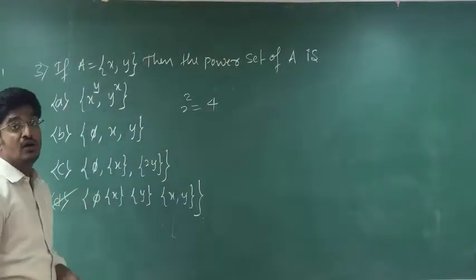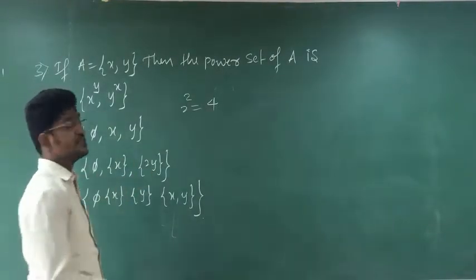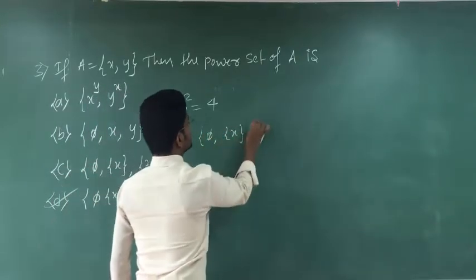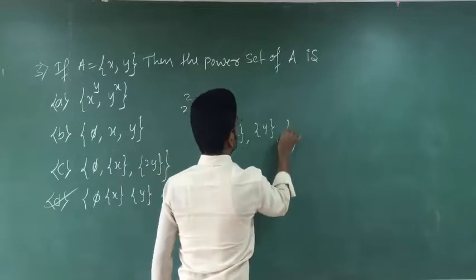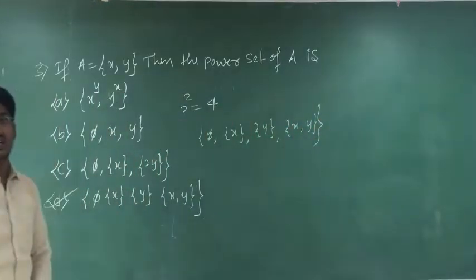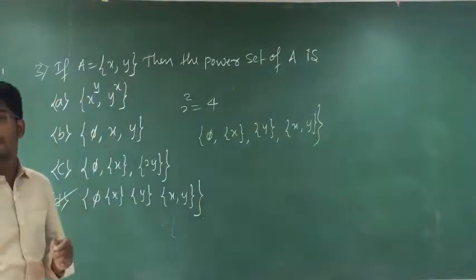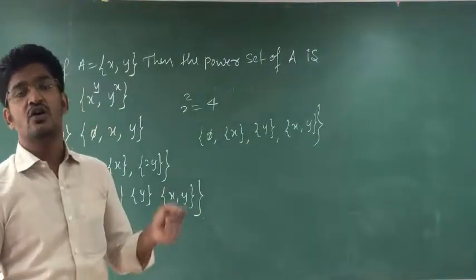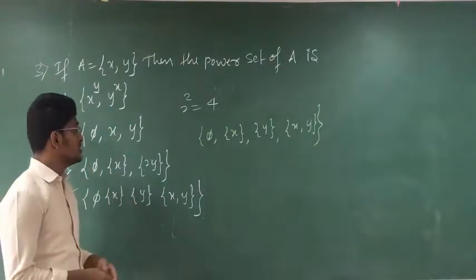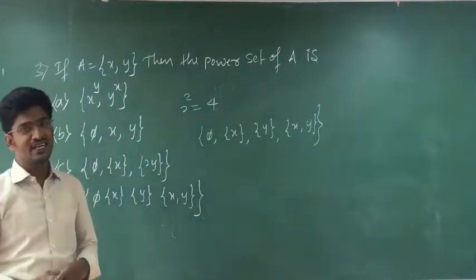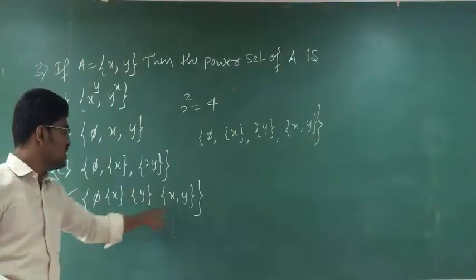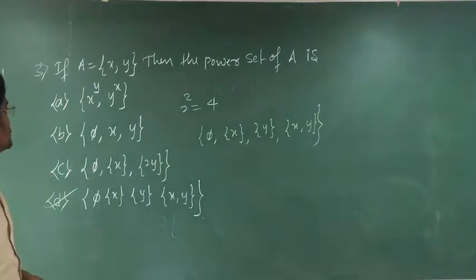Otherwise, you can write the subsets also. No problem. Empty set, singleton set x, singleton set y, set of x comma y. Very simple question if you know the problems which we have solved in the previous questions. So very simple answer, that is option D. Clear? Anyway, it contains 4 elements: 1, 2, 3, 4. Okay. Let us move to the next question.